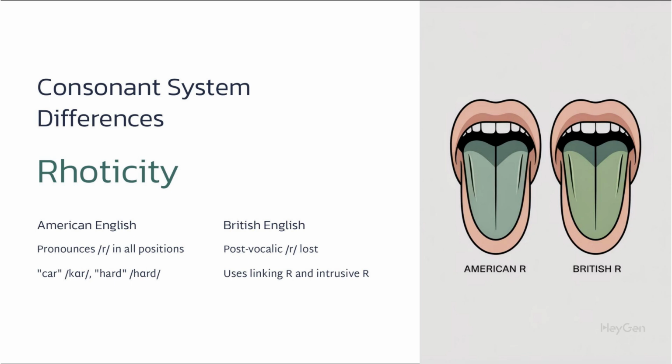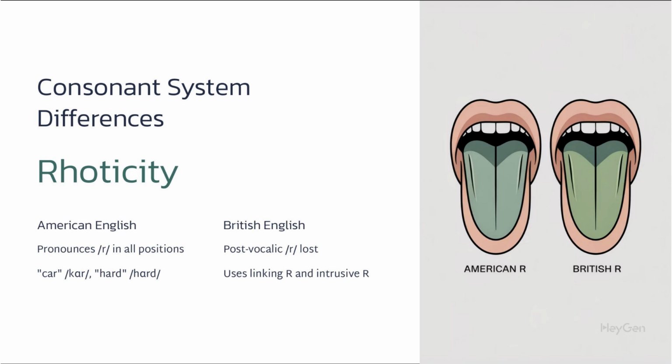Moving to consonants, rhoticity again plays a central role. American English pronounces R in all positions, car, hard, letter, while British English systematically lost post-vocalic R. However, British English developed linking R and intrusive R as compensatory mechanisms.